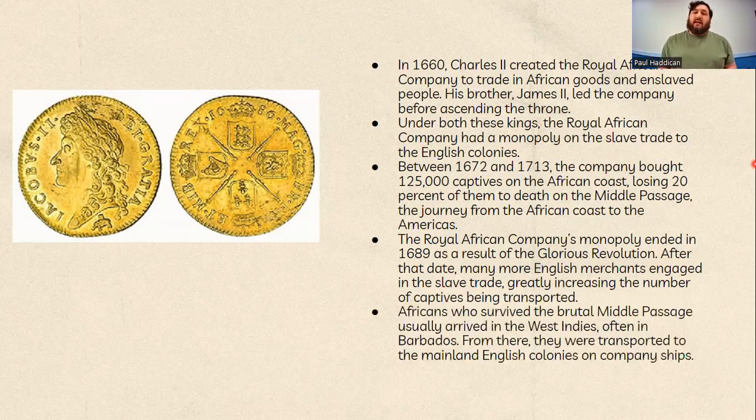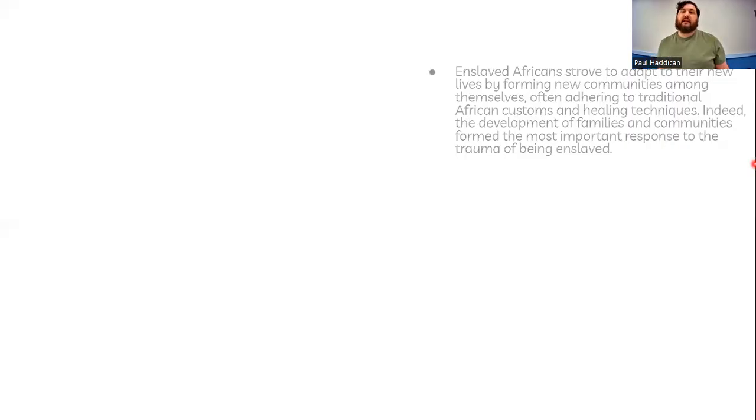And any Africans who survived the Middle Passage are usually going to arrive in the West Indies first. This is after the Royal African Company. And then from there, they're going to be transported up into the English colonies, into various slave markets in the various colonies here.